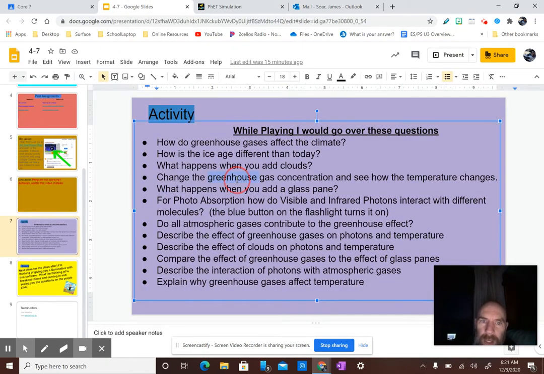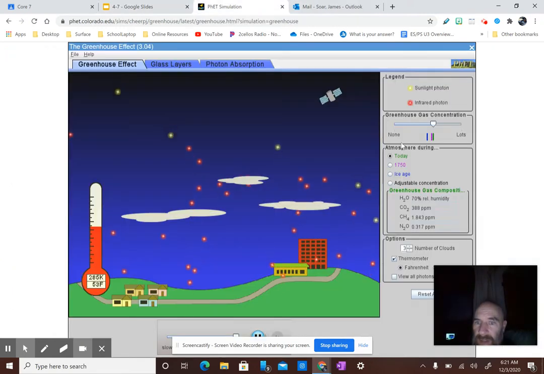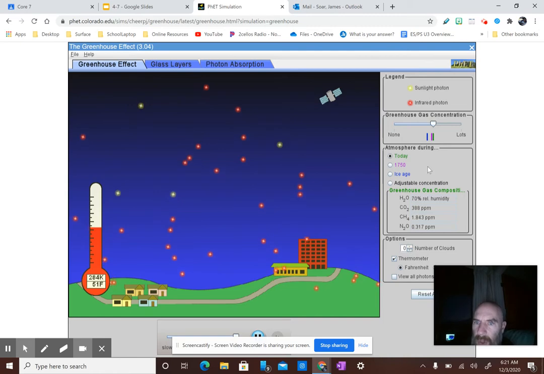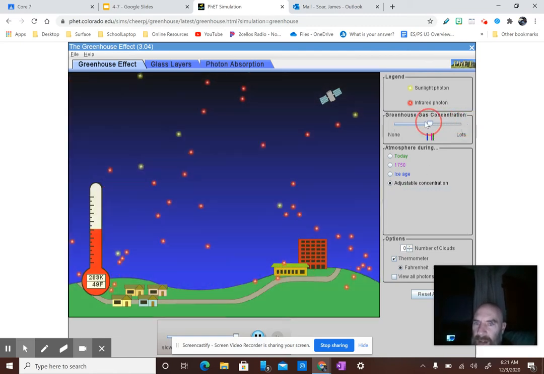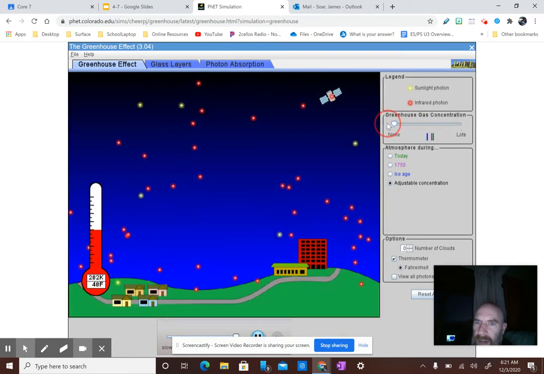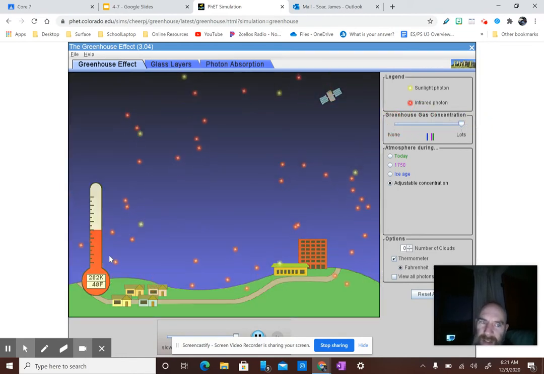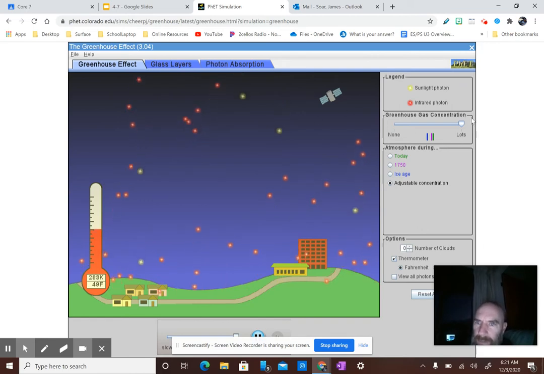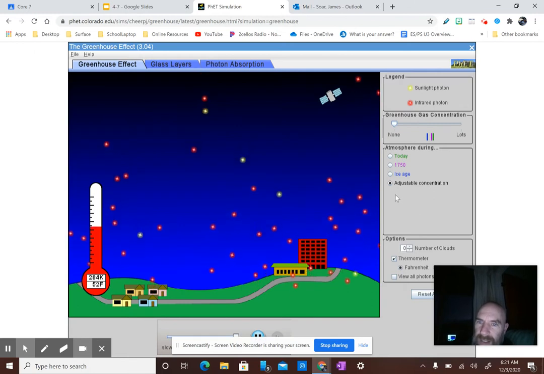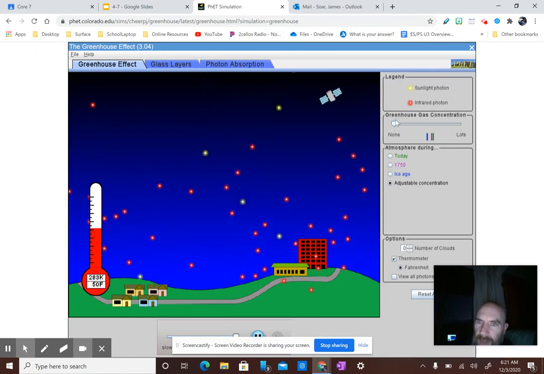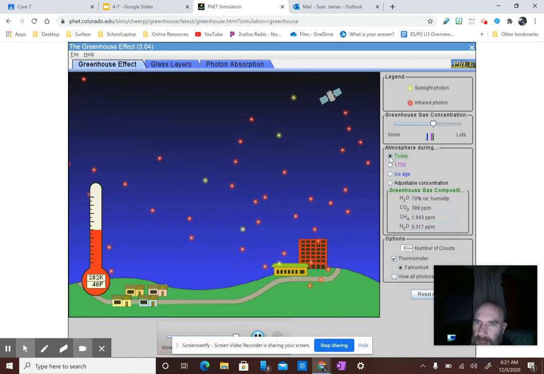What happens if we change the greenhouse gas concentration? See how the temperature changes. So for this, again, this is the greenhouse gas concentration right here. Let's get rid of these clouds. So you know what happens when we change it like that versus changing it like that. Lots of greenhouse gases. Hey, temperature goes up. Drop in the greenhouse gases. Hey, temperature goes down. So, yep, that's what we got.